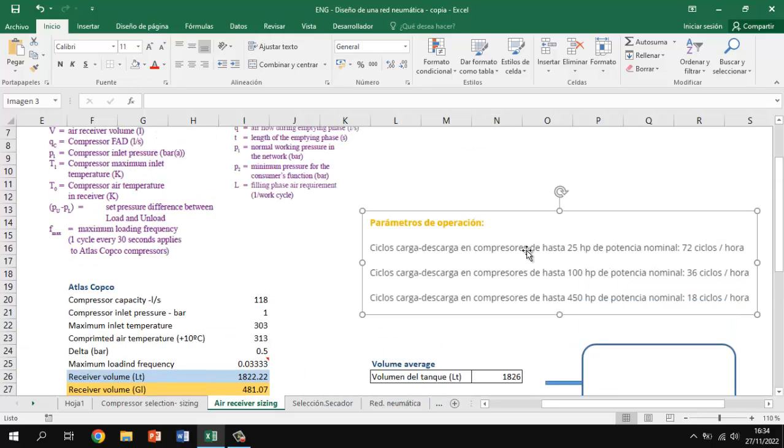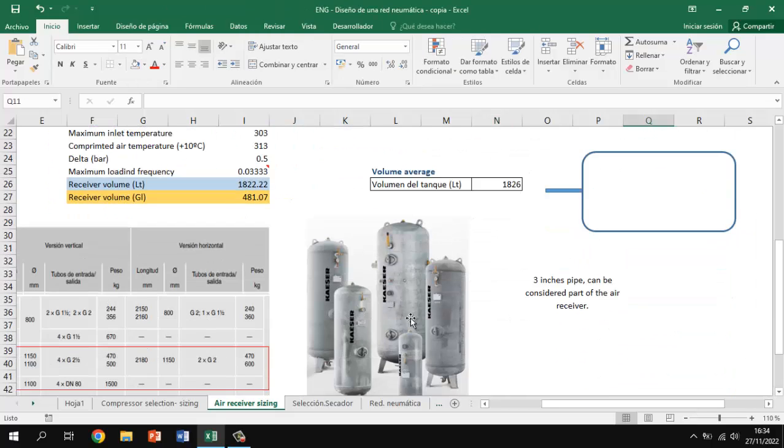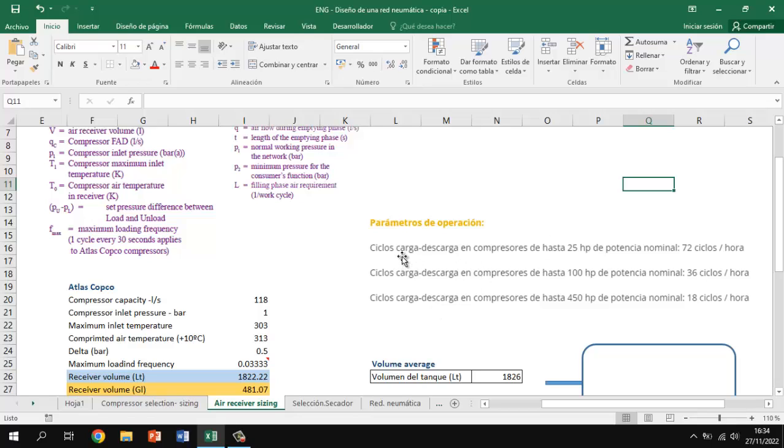Well, this is in Spanish, but this is a picture that you could have. It's also about Kaiser. This is the load and unload cycle for your compressor. This is the power of your compressor, and this is just some data. It's not something that you should have, but if you want to know, I think it's important to know: 72 cycles per hour for compressors of 25 power. And it's the same for this.